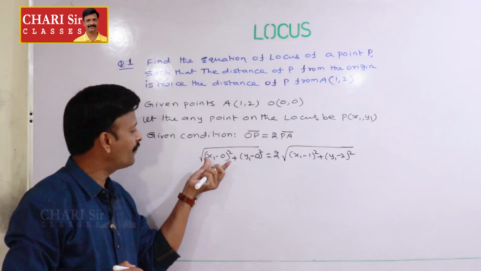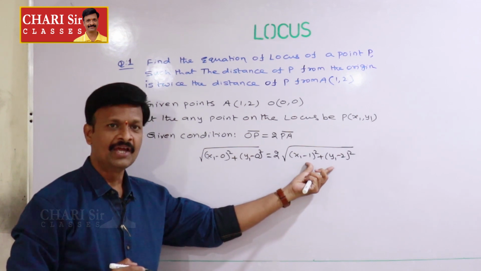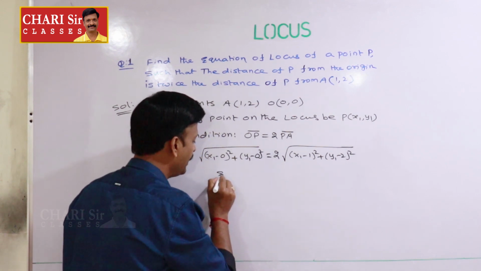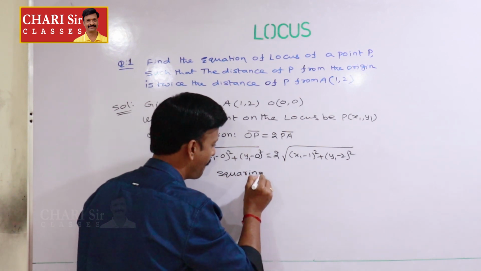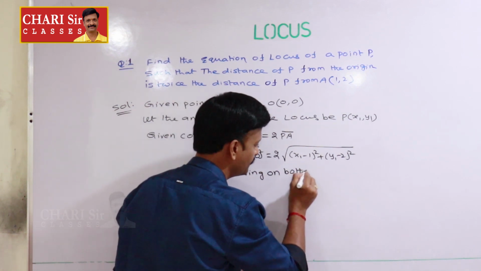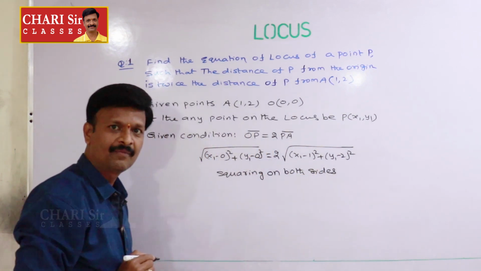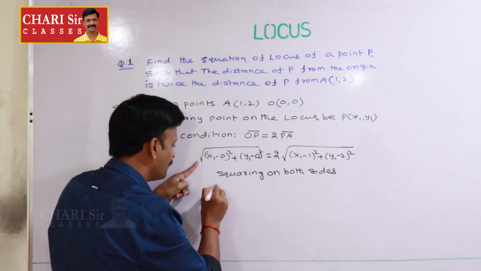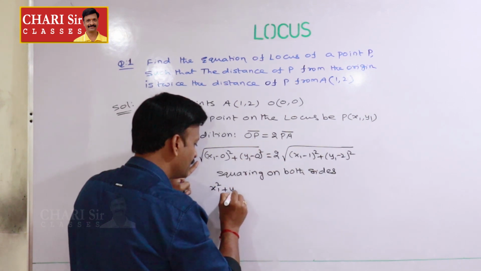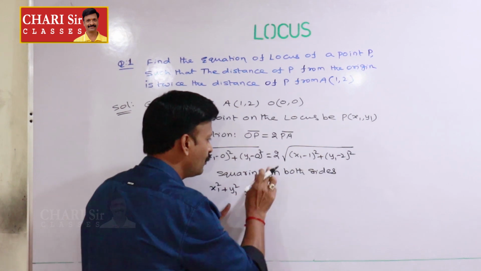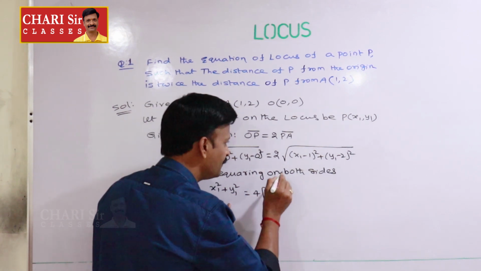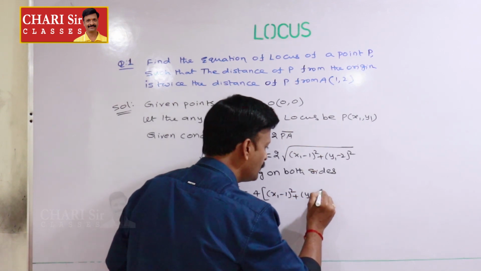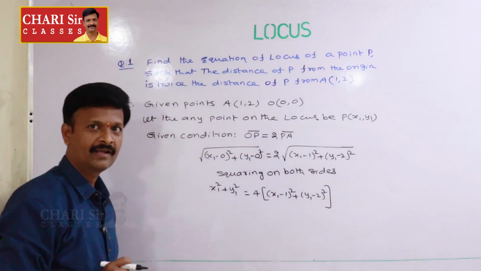Now, from both sides you can see the square roots. To eliminate the square roots, we need to square on both sides. When we square on both sides, the root will be eliminated, and (x1 minus 0) whole square is nothing but x1 square, plus (y1 minus 0) whole square is y1 square, which is equal to 2 square is 4, into (x1 minus 1) whole square plus (y1 minus 2) whole square. The root on this side gets cancelled.